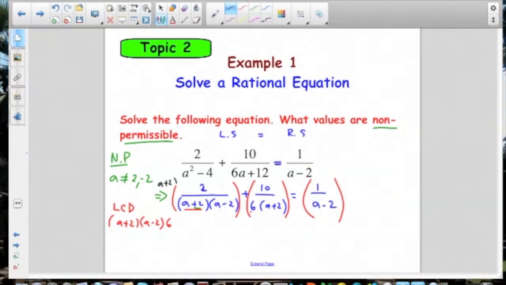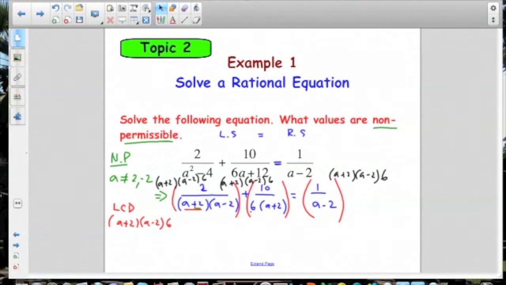So I'm going to put up here a plus 2, a minus 2 and 6, a plus 2, a minus 2 and 6, a plus 2, a minus 2 and 6. Now why am I doing that? Because now I want to get rid of the fractions. So watch this. This a plus 2 and this a plus 2 eliminate each other. This eliminates that. So I'm left with this 6 times that 2. So we get 12.